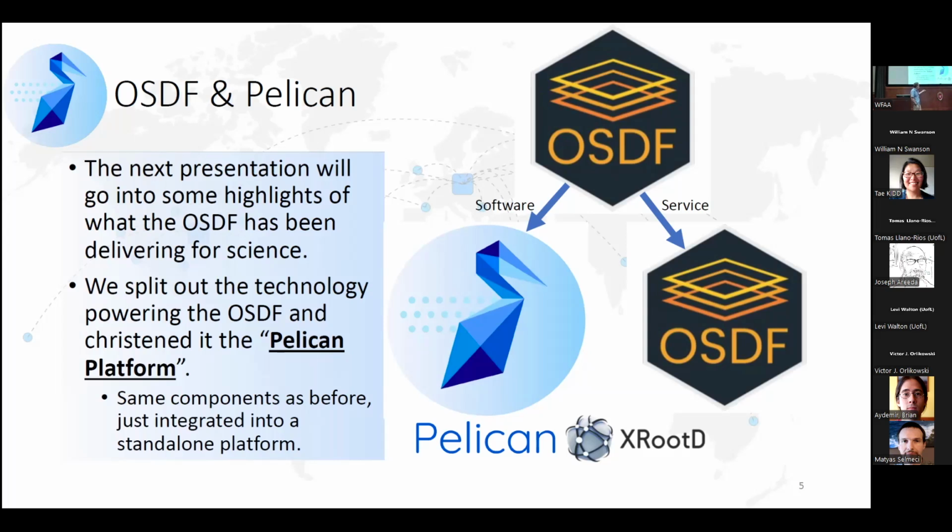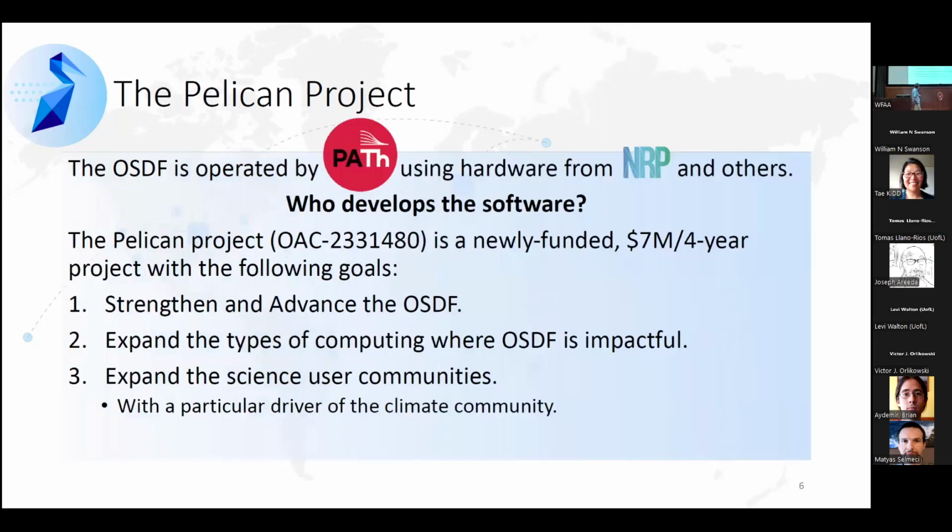So for example, OSDF for a long time, the data movement, or the object movement, I should say, has been powered by the XRootD software suite. And if you peel back the layers on Pelican, you'll find the exact same thing. The hardware for OSDF is operated by PATh, largely from NRP, and a couple other projects. The question is, who develops the software? And that's the piece that came together late last year.